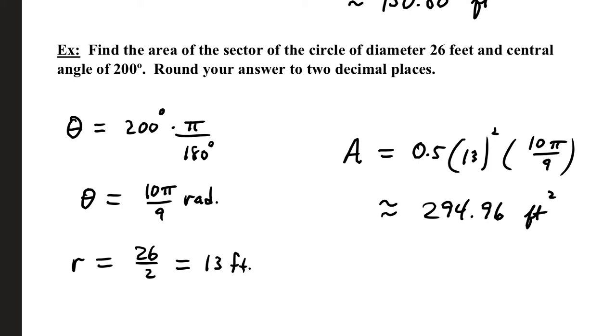And now the area of our sector can be calculated. 1/2 times the radius squared times the central angle in radians. 1/2 times 169 times 10 pi over 9 is just shy of 295 square feet, 294.96.